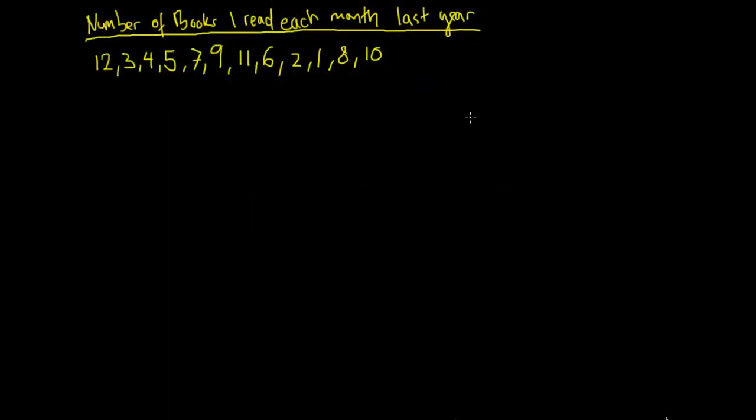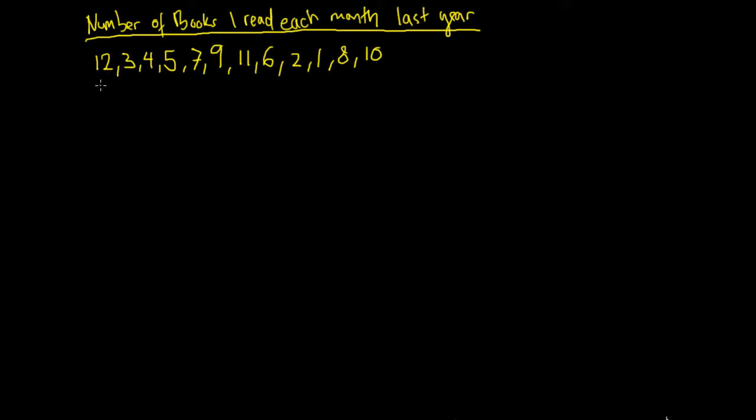So today I'll be explaining the interquartile range, and to help me I've got this very exciting example on the number of books which I read each month last year. So I kept a log. Whenever I'd finish a book, I'd write down that I'd read a book, and I basically just tallied them up for the end of each month.